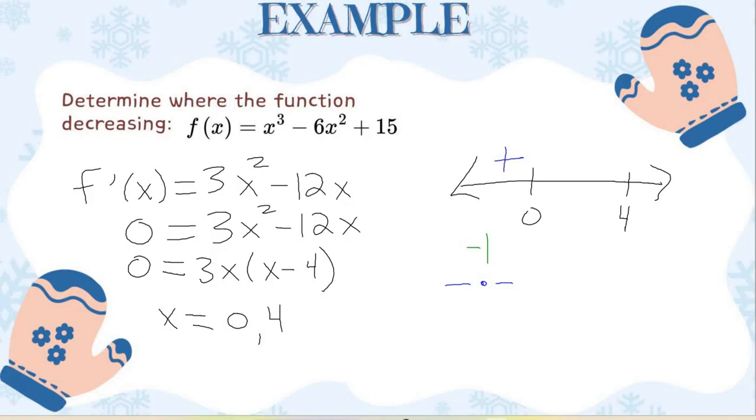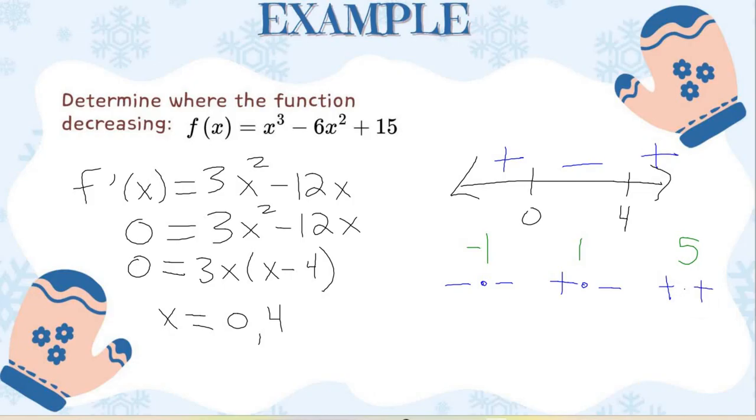Alright, then what's the value between 0 and 4? 1. Sure. So this time, if I plug 1 into my first factor, what do we get? If I plug it into my second factor, what do we get? Negative. So a positive times a negative is a negative. And then lastly, what's the value after 4 that we can pick? 5. Sure. And what are we going to get this time? So my first factor is positive, my second factor is also positive, so overall we are positive.